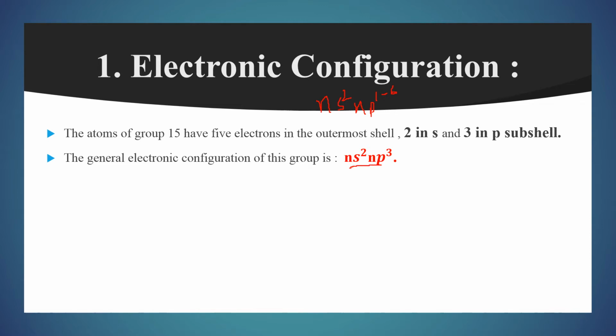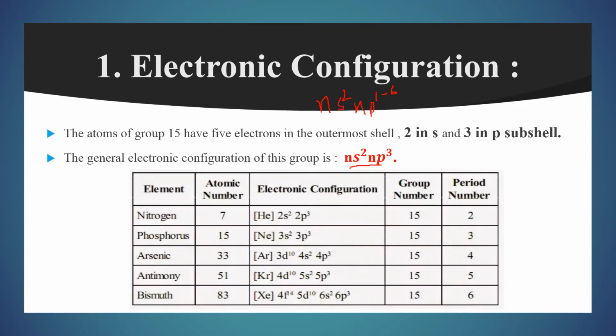Now let's see the electronic configuration of these elements. First is nitrogen. We know that the atomic number of nitrogen is 7, the group number is 15, and the period number of nitrogen is 2. So the electronic configuration of nitrogen will be 1s2 2s2 2p3. And we know that 1s2 is the electronic configuration of a noble gas, helium. So here the electronic configuration of nitrogen can be written as [He] 2s2 2p3.